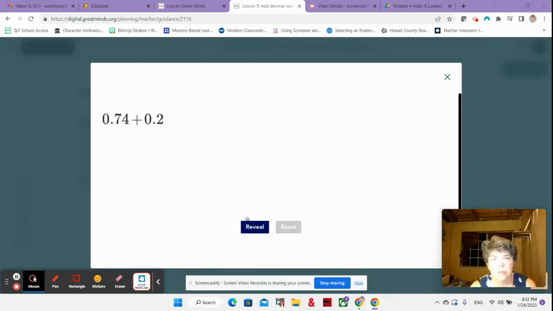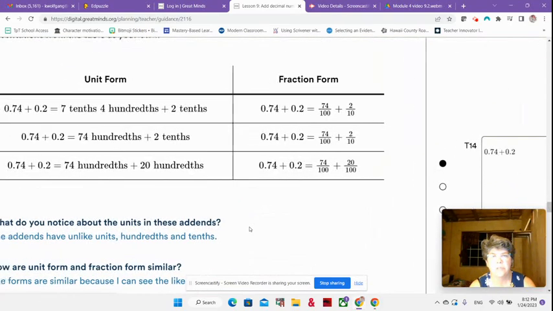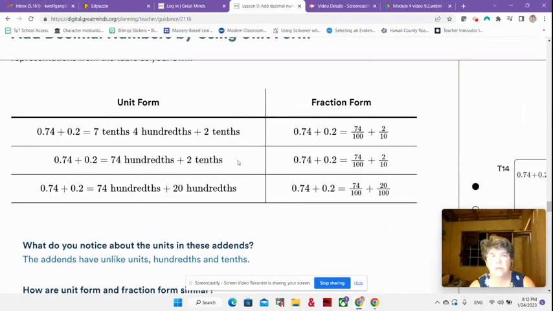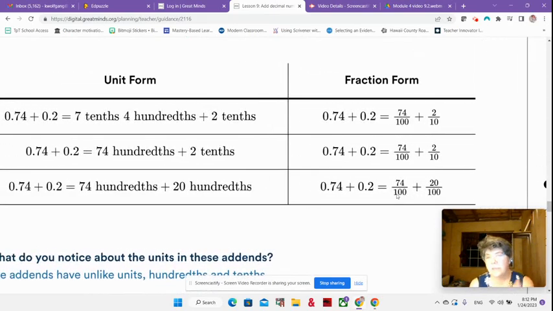And here we have some things that you might have written down. Okay, 74 hundredths, 2 tenths, 7 tenths, 4 hundredths, 2 tenths, 74 hundredths, 20 hundredths. Okay, so here we notice that we have tenths and we have hundredths, and in some of these we have both as hundredths, and some places we have 2 times as tenths, right?